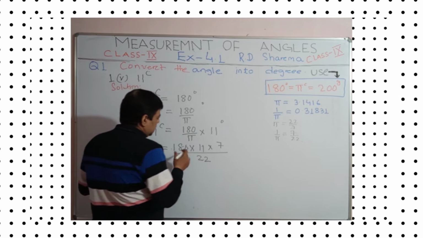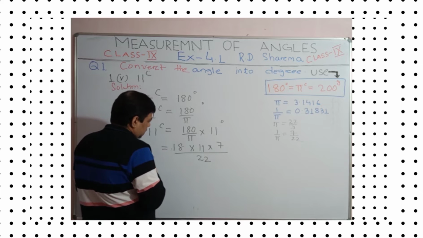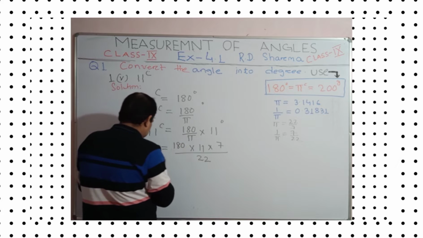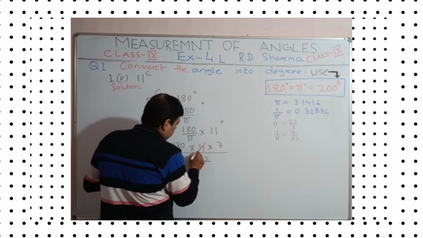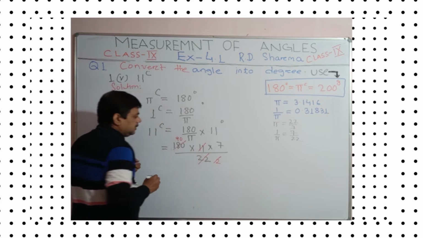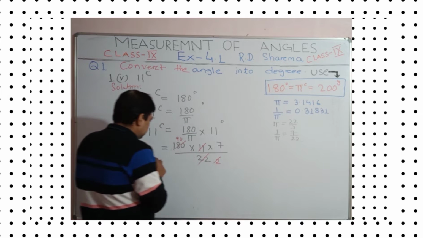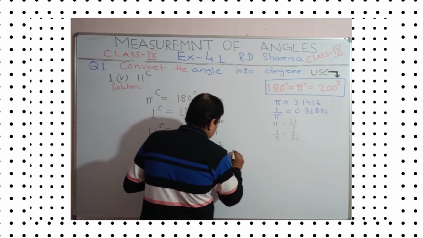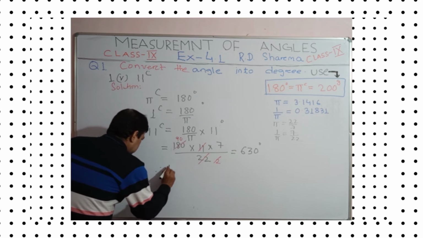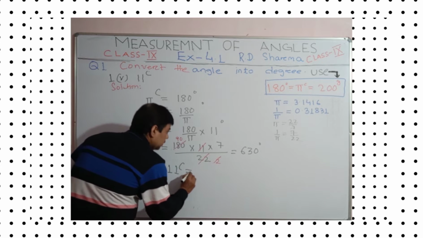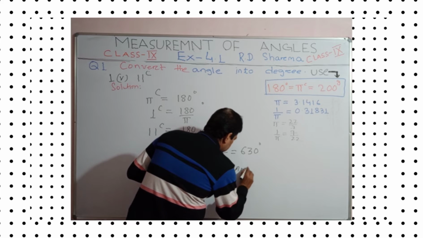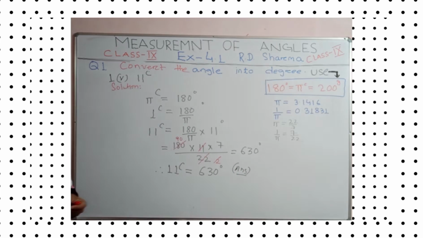Let us cancel here. You cancel 11 with 22. Then you cancel 2 with 18, 9 twos are 18, and 0 remains. Here 9 into 7, how much? 9 sevens are 63, so 630 degree. Hence 11 radian is equal to 630 degree. Understand?